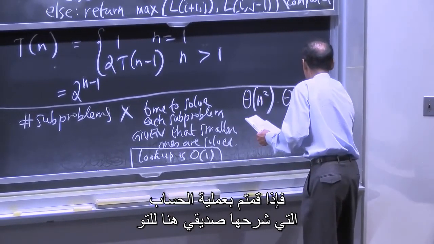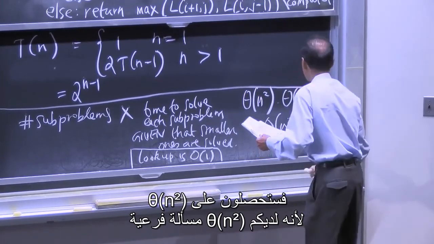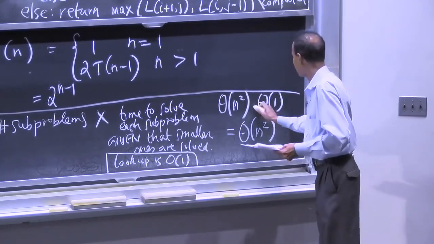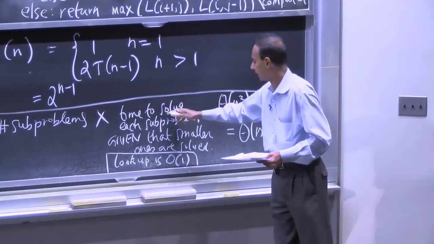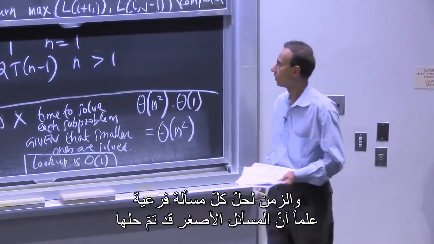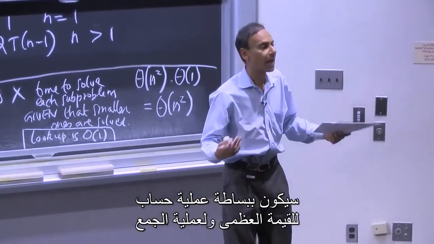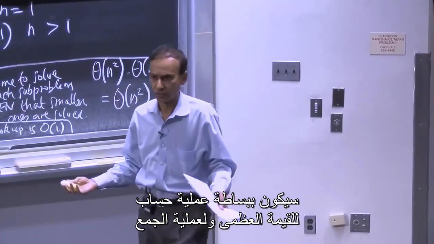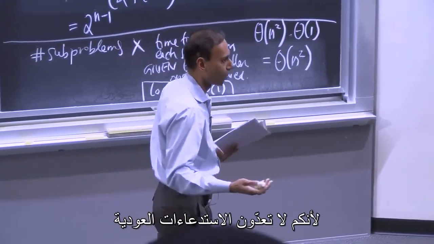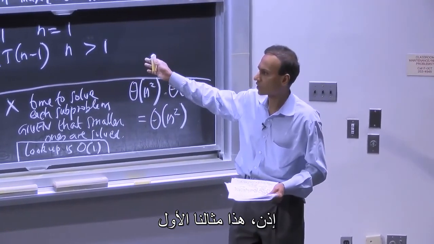So if you just do that computation, which my friend over here just described, you do get your theta n squared, because you have theta n squared subproblems, and time to solve each subproblem, given that the smaller ones are solved, is simply going to be a computation of a max and an addition, right? So all of that is theta 1, right? Because you're not counting the recursive calls. Okay? So this is our first example.